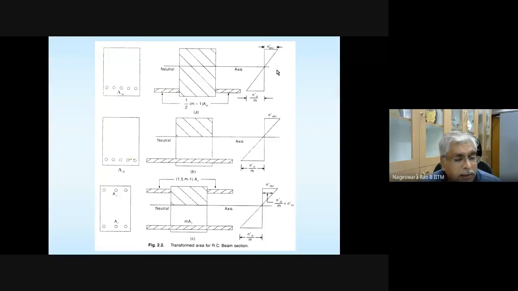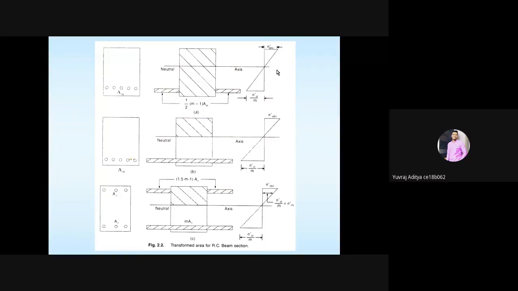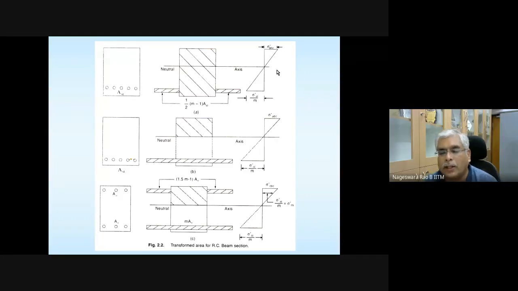Sir, how do we determine the failure, sir? Means when the concrete is cracked or when the steel fails? No. You are jumping ahead. We will discuss it in tomorrow's class.